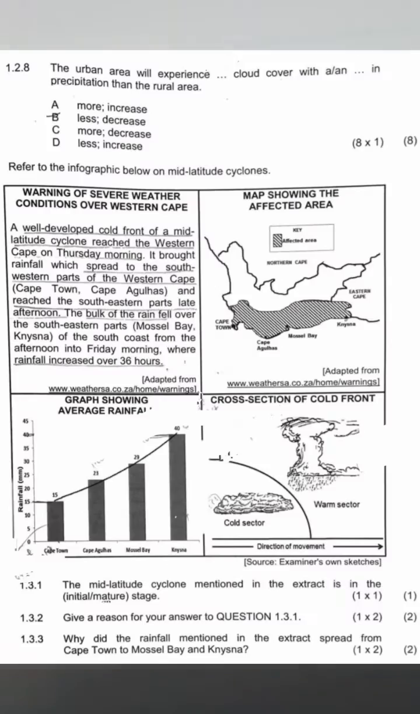Okay, so you'd see that because there's a lot of hygroscopic nuclei which are produced via pollution, and we see a lot of pollution in urban areas, so it will experience more cloud cover, and also of course an increase in precipitation. Okay, so it's more and increase, so that means it is A. So 1.2.8, that is A. Okay, right, so let's move on, guys. Let's move on.